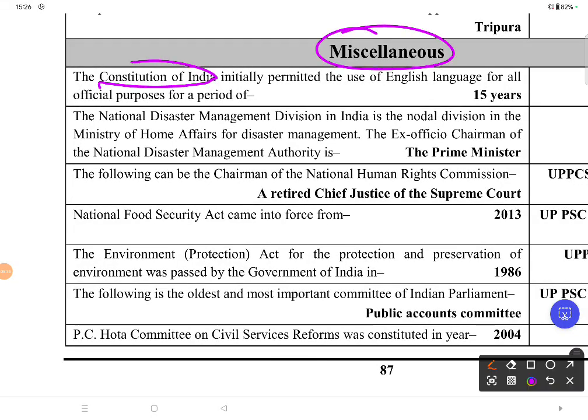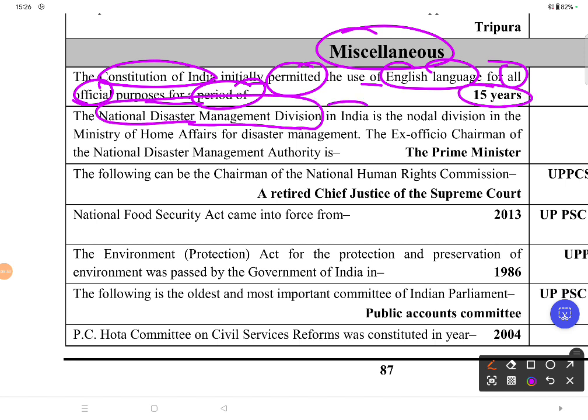The Constitution of India initially permitted the use of the English language for all official purposes for a period of 15 years. The National Disaster Management Division in India is the nodal division in the Ministry of Home Affairs for disaster management. The ex officio chairman of the National Disaster Management Authority is the Prime Minister.